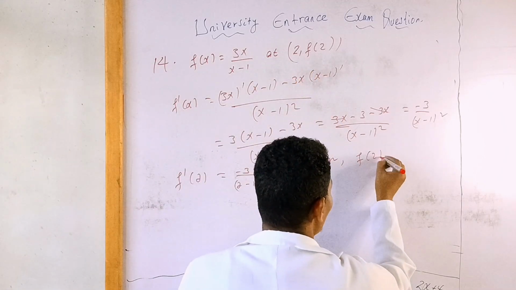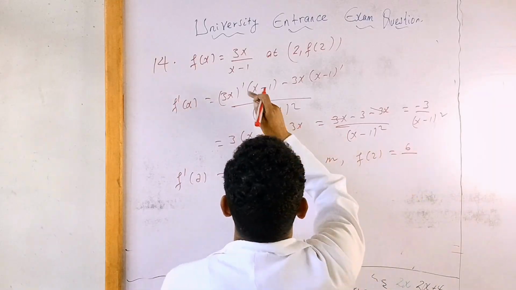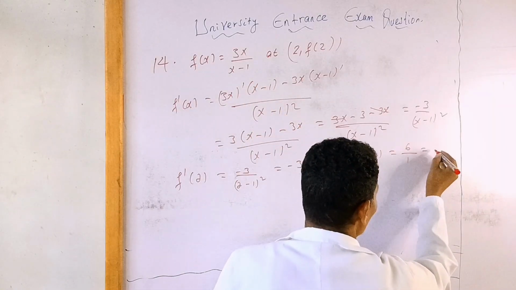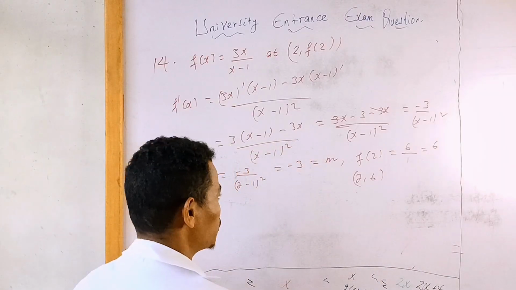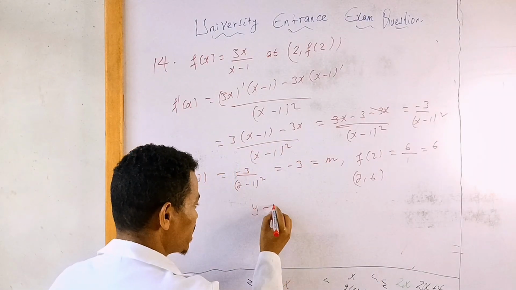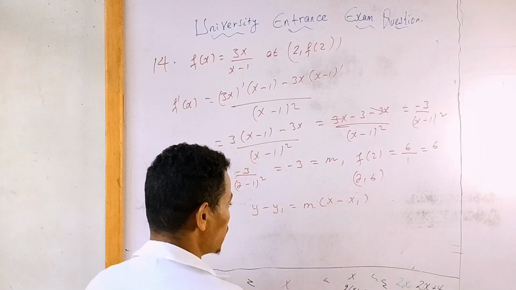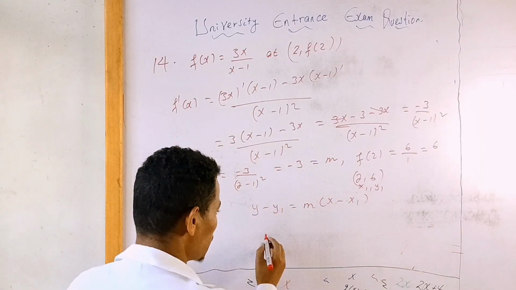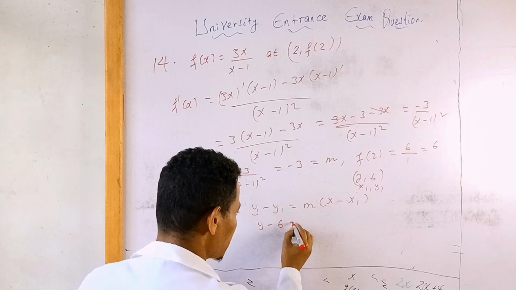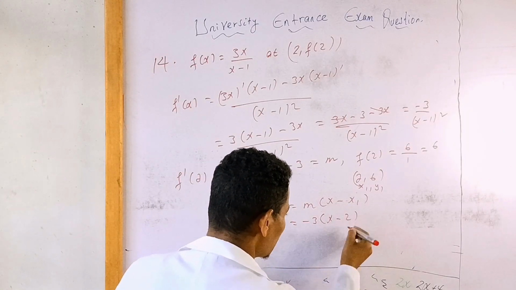F of 2 is 6, so the point is 2 comma 6. The equation of tangent line is y minus y1 equals m into x minus x1, where x1 is 2 and y1 is 6. Y minus 6 is equal to m, which is minus 3, into x minus 2.